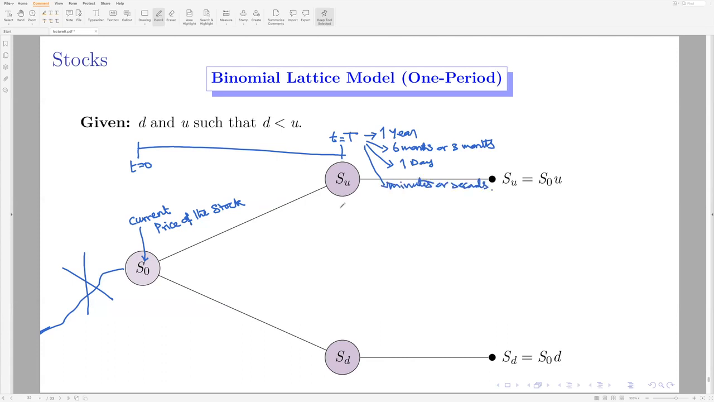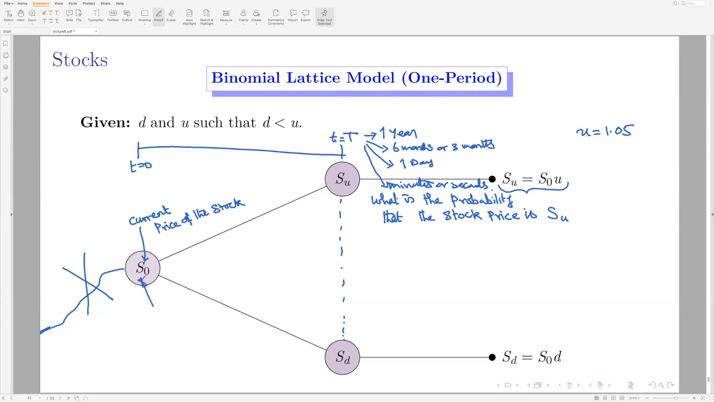At some time T, we are asking this question: what is the probability that the stock price is S of u, where S of u is S naught times u? Say for instance, u is 1.05. It means, what is the probability that if you put money at t equal to 0 in the stock, which has a price S naught, it will give you 5% return in a time duration of t equal to capital T? So the question is, what is the probability that it does this?